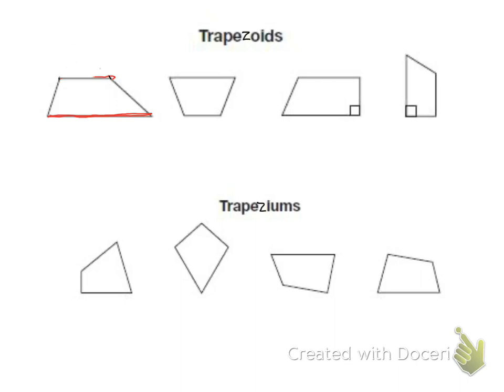parallel. If I continued these lines, they would run into each other. Trapezoids only have 1 pair of parallel lines. On this one we can see it's top and bottom, and this one is left and right. It can be either of the sides, but it only has 1 pair.